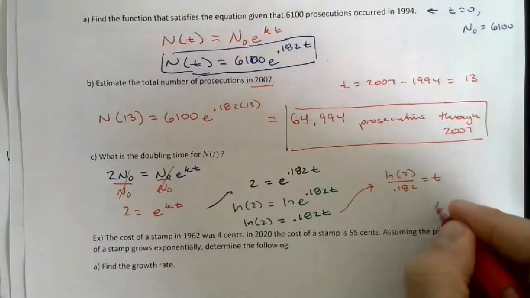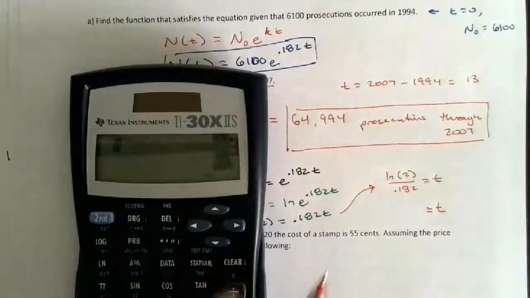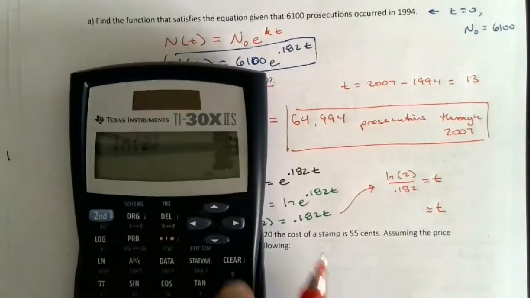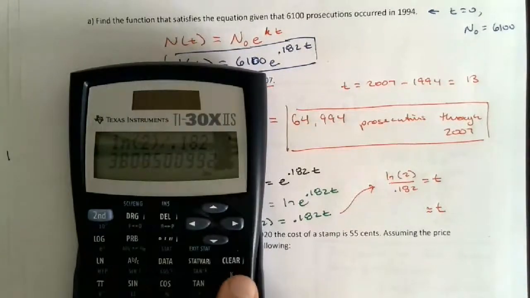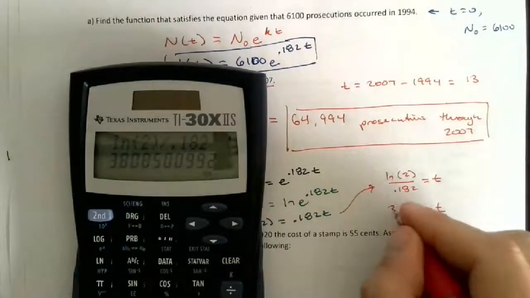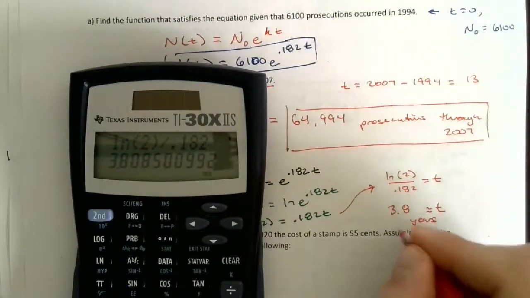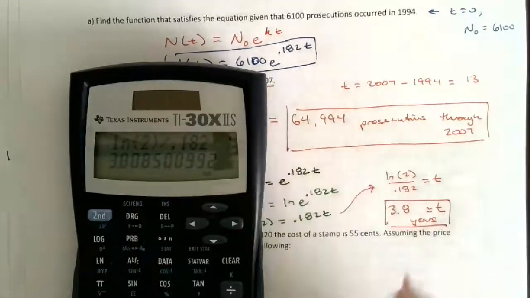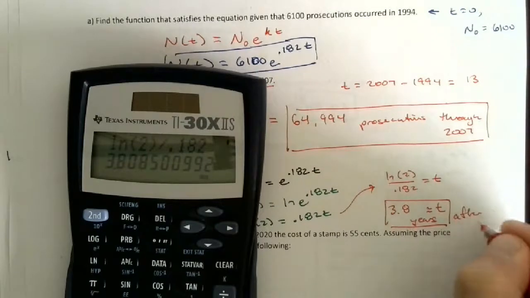That is the exact form. We want an approximation for the doubling time, so we'll do natural log of 2 divided by 0.182. I get 3.808, so t is approximately 3.8, and we'll call this time, so it's years. So 3.8 years what though? 3.8 years after 1994, and we should have that in there too, right?